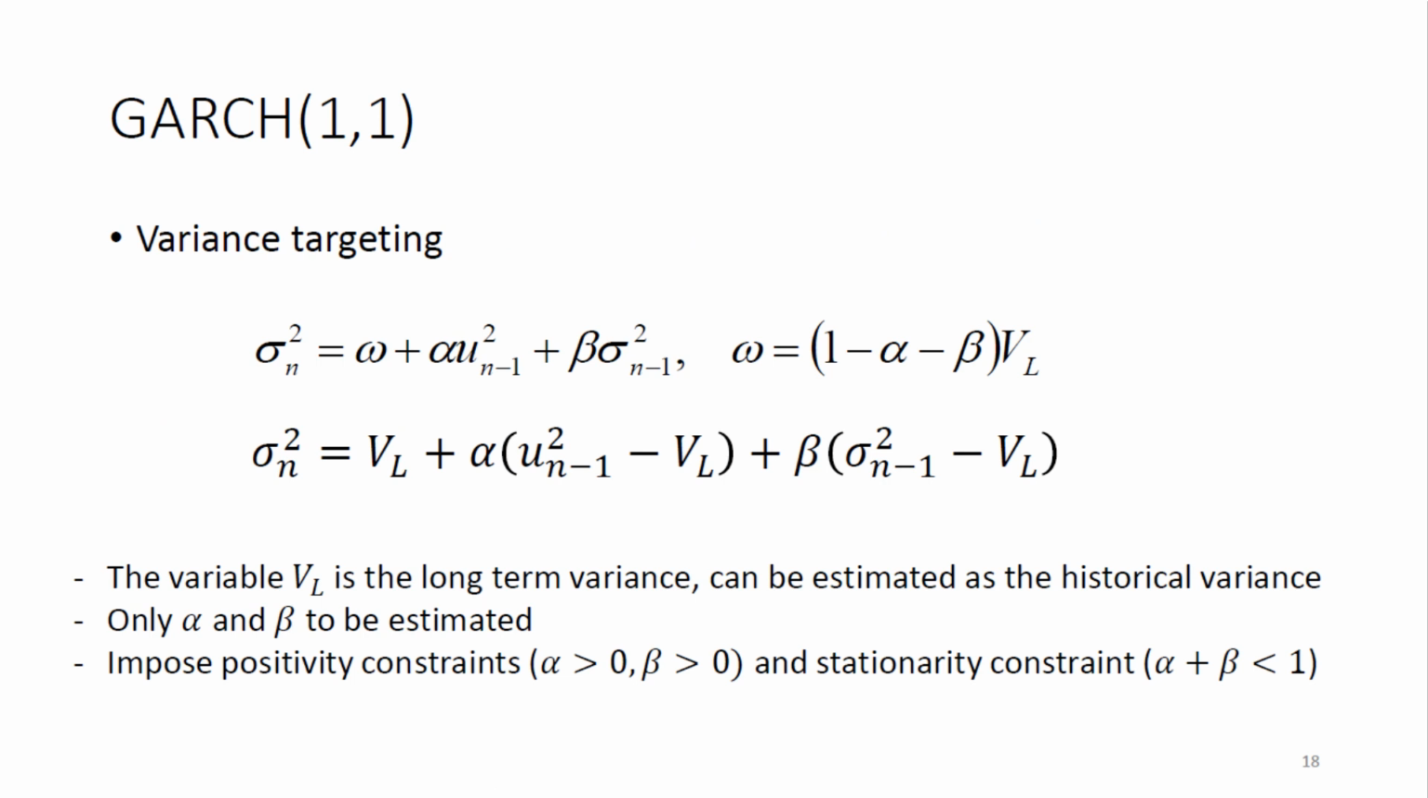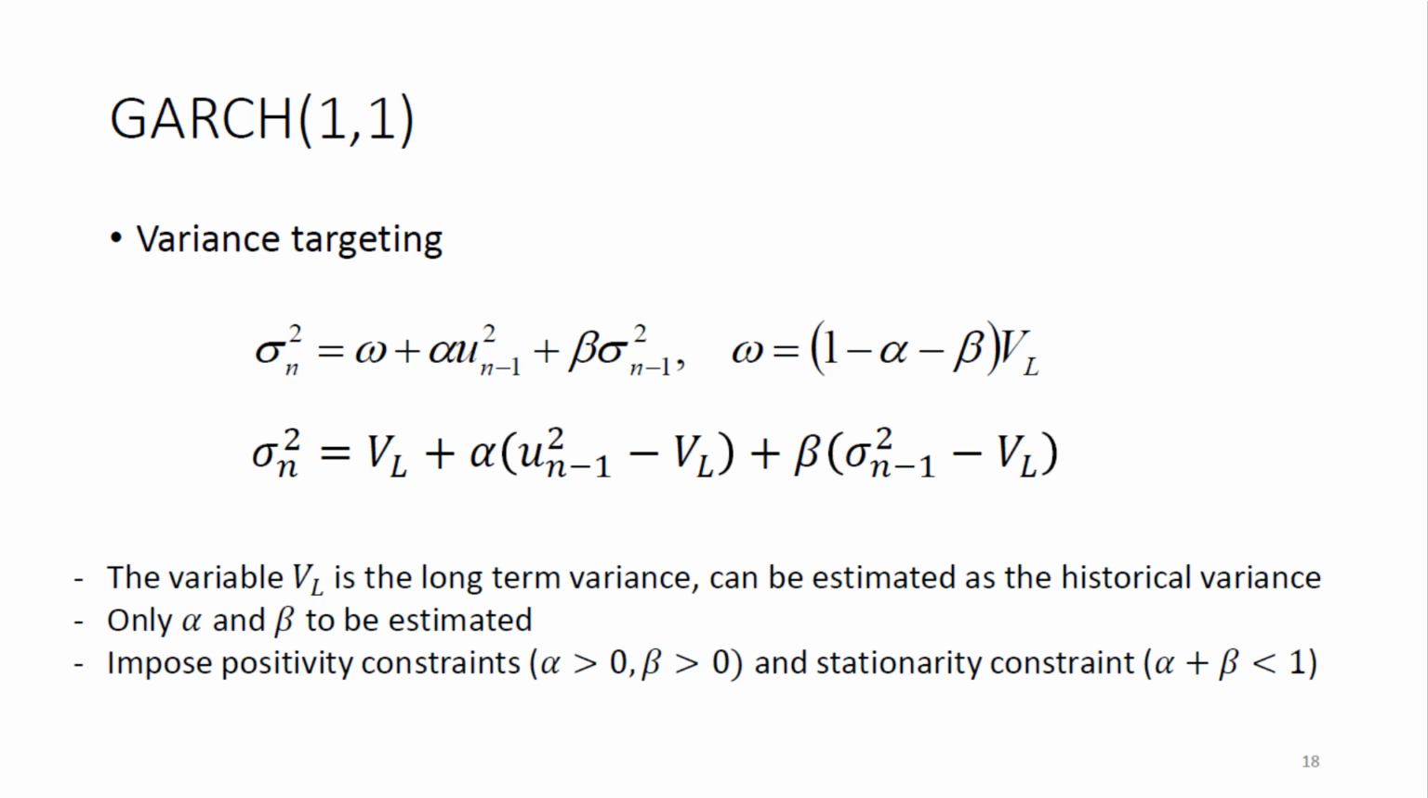So I like the variance targeting method very much myself. In that case, what you do is you say, well, I don't treat omega as a separate parameter, but I set it equal to (1 minus alpha minus beta) times the long-term variance. And this long-term variance V_L, you could simply determine as the historical variance that you would observe. So I'm looking at all the observations that I have, I calculate the variance of all these observations, and that's my V_L. Then if this value is known, I could simply substitute it in the equation. And what I get is a model where sigma_n squared is considered in excess of V_L. The V_L is on the right-hand side. And then the effect of a shock, so u_{n-1} squared, is considered in excess of the long-term variance.